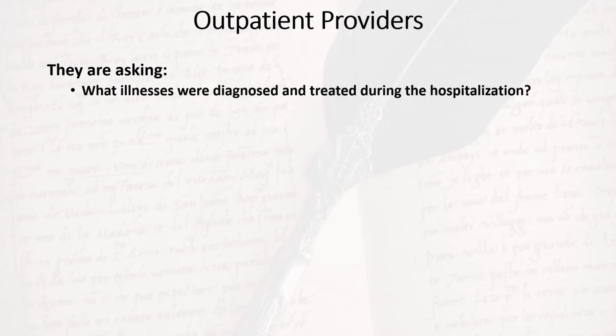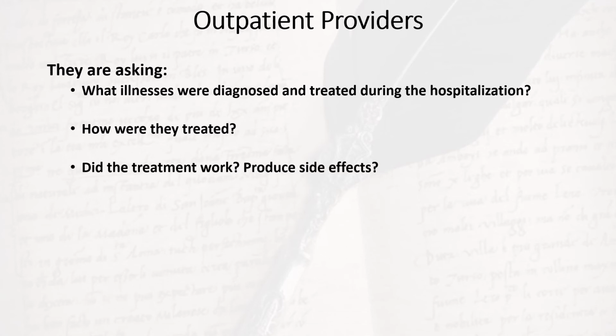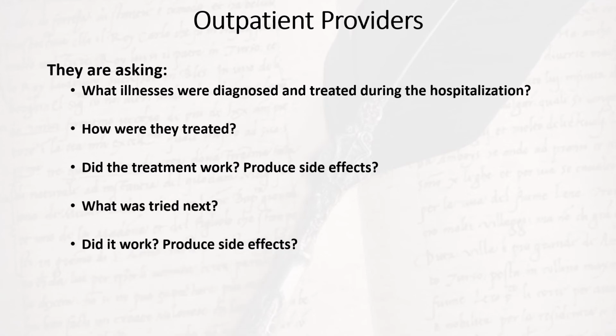So you're asking, what illnesses were diagnosed and treated during this hospitalization? How were they treated? Did it work? Did it cause side effects? If it didn't work or caused intolerable side effects, what was tried next? Did it work? Did it cause side effects? If it didn't work, etc., etc. Essentially trying to figure out what was wrong with the patient, what was done about it, how well did that work.